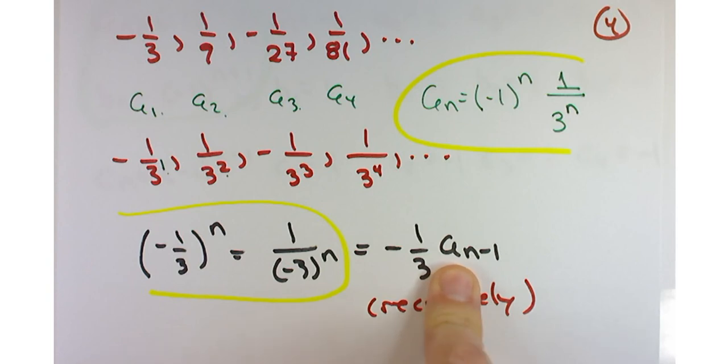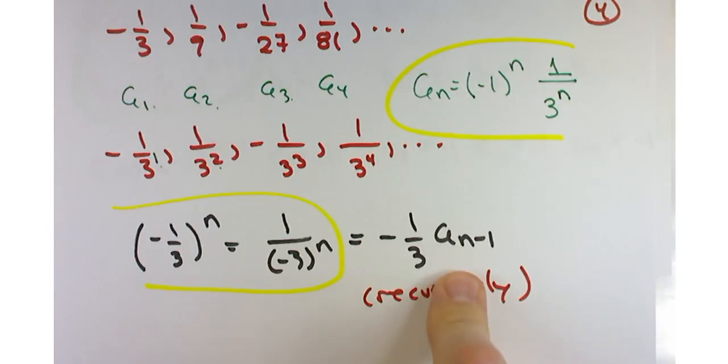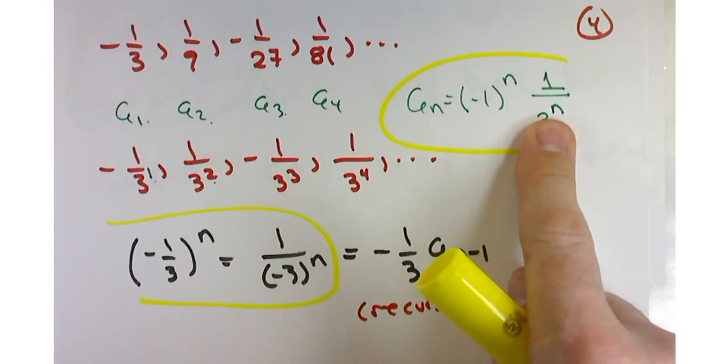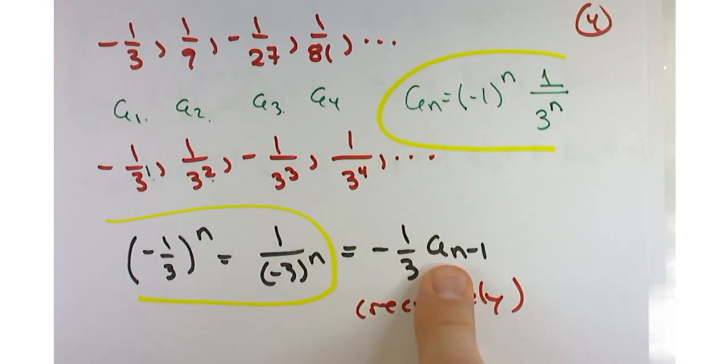So, for instance, I could easily figure out the 10th term here, but to figure out the 10th term, I need the 9th term. To figure out the 9th term, I need the 8th term, etc. And it keeps on going and going and going until you get back down to the first term. It's a pain.